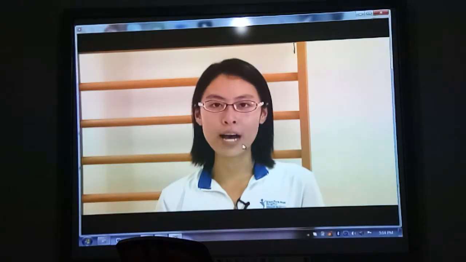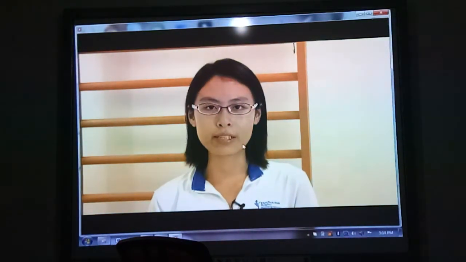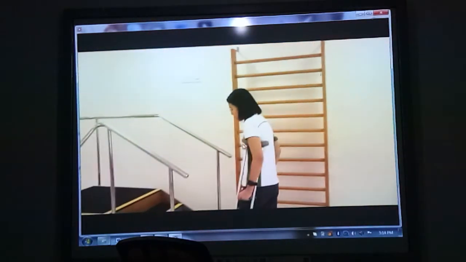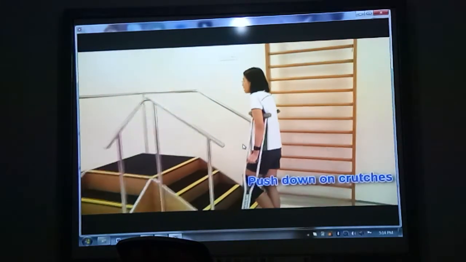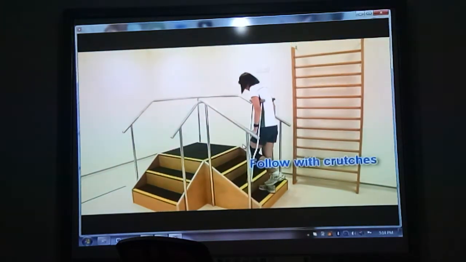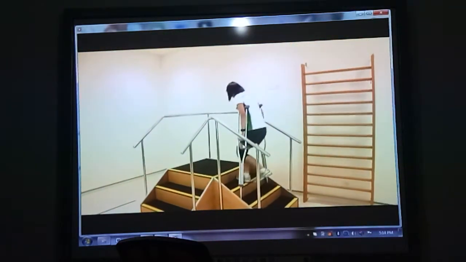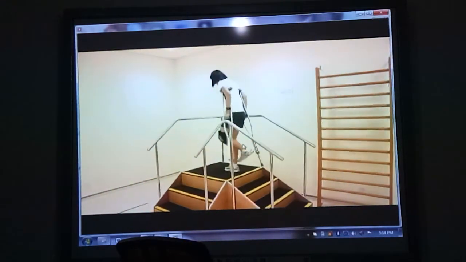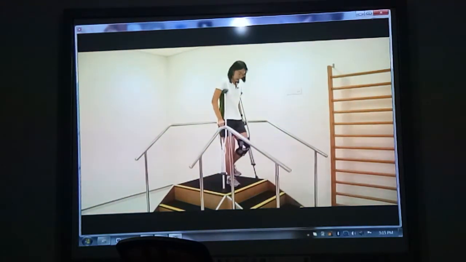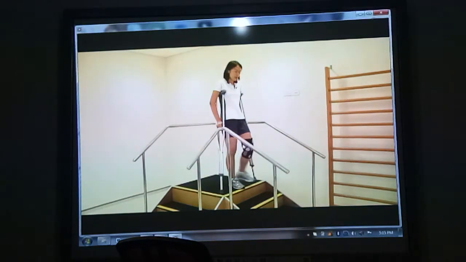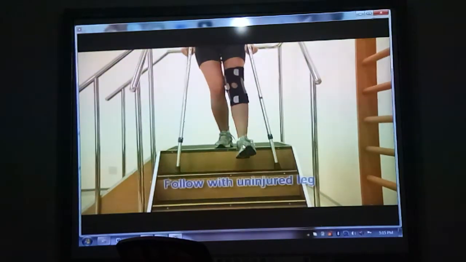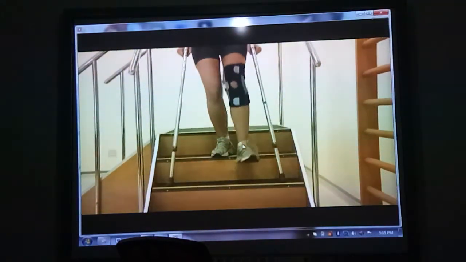I'm going to teach you how to move up and down the stairs with a pair of crutches in a non-weight bearing situation. First, move to the base of the stairs, push down on the crutch and take a step up with the uninjured leg, followed by the crutch. To move down the stairs, bring your injured leg forward, place your crutch down the step, and step down with the good leg.